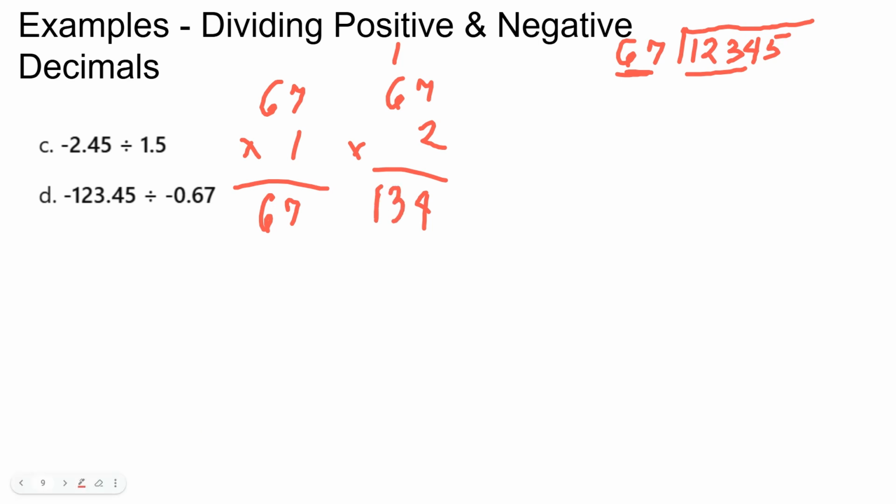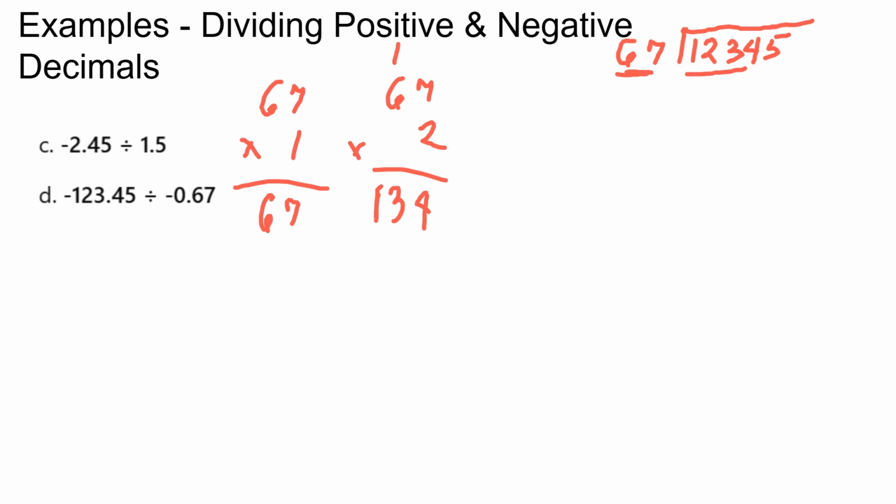Okay, so 67 times 2 is correct. It's 134. As you can see here, when I multiplied 67 by 2, I have 134, and it has already exceeded 123.